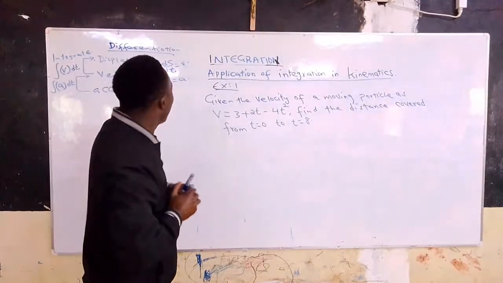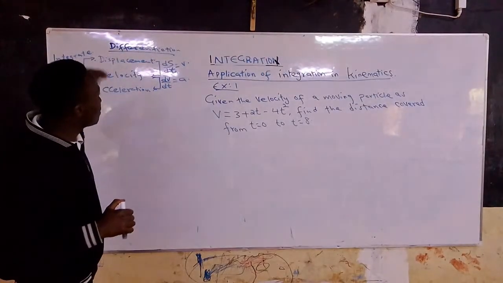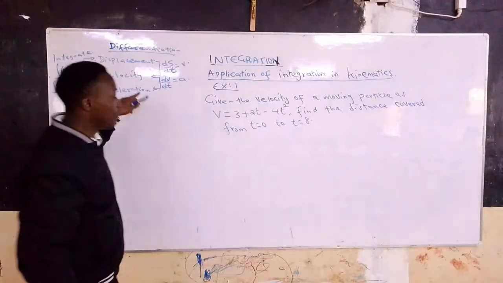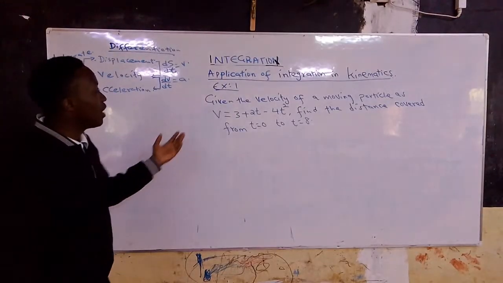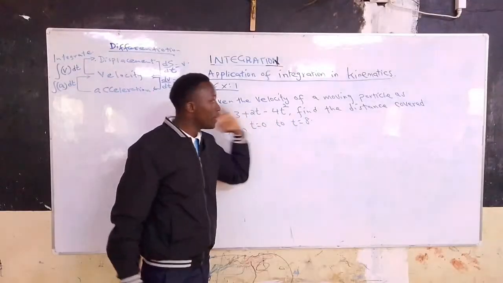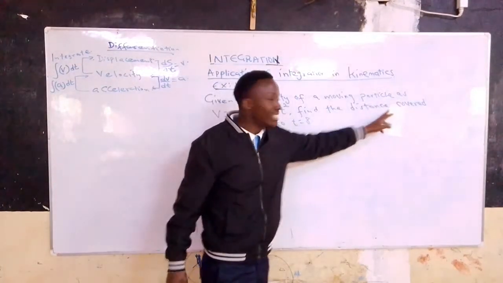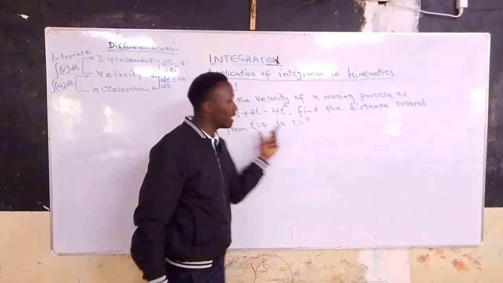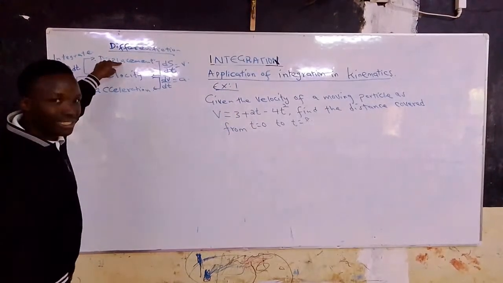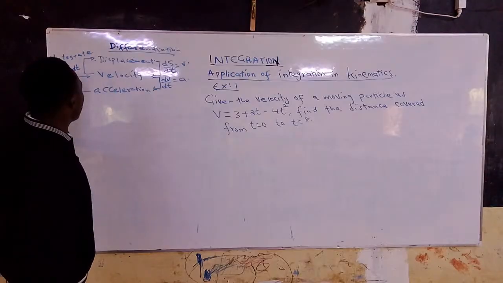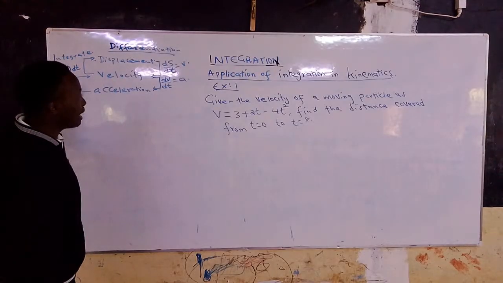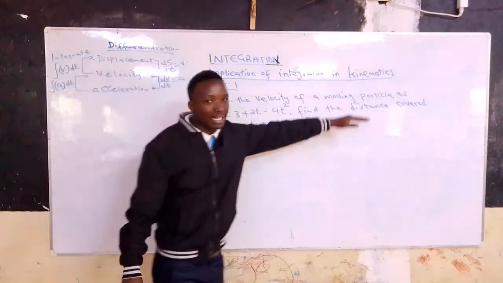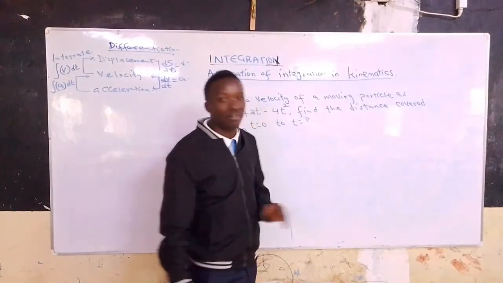I hope I'm clear. Given displacement asked to determine the velocity, we differentiate. Given velocity to determine the acceleration, we differentiate. But now we are reversing. We have been given the equation for velocity, and we are now supposed to determine the distance from 0 to 8. So these two are our integral boundaries. So for us to determine the distance or the displacement given the velocity, we are supposed to integrate velocity with respect to time so that we can get the distance. I hope I'm clear.